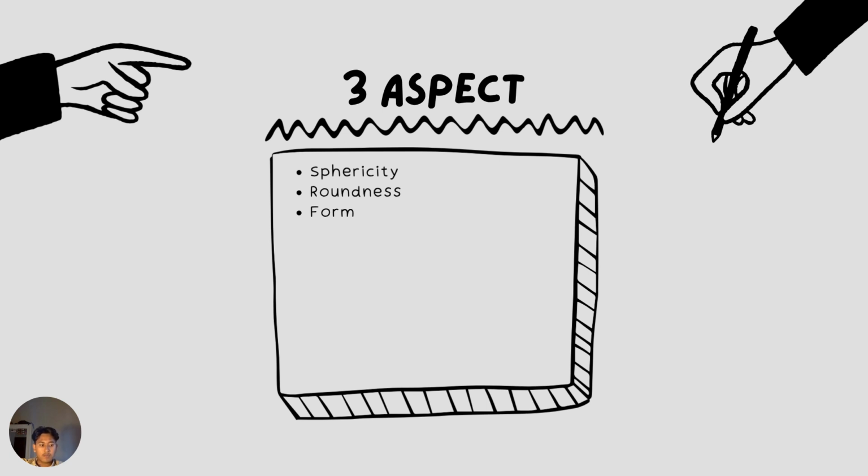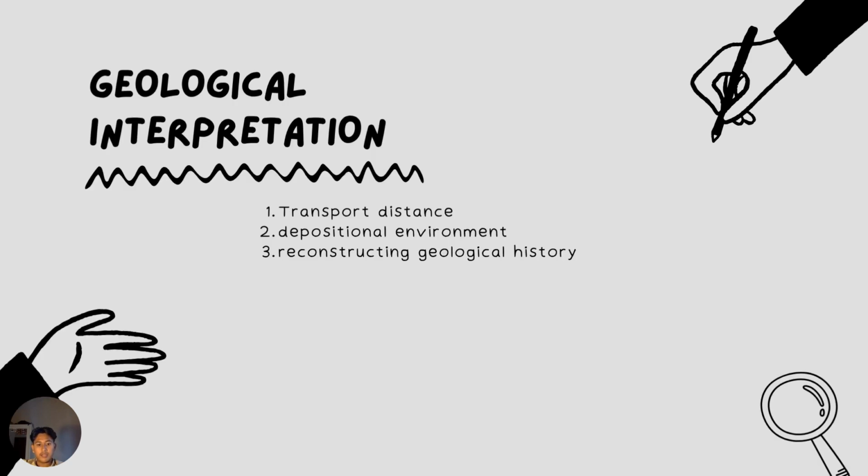And then the last one is form. I think basically form is divided into four classes at least. The first one is oblate, the second one is prolate, the third one is bladed, and the last one is spherical. This classification is usually determined from sphericity and roundness, also by measuring the pebble's long, intermediate, and short axes.